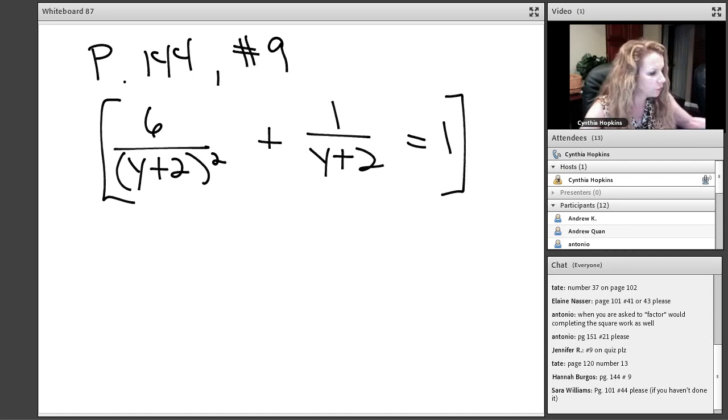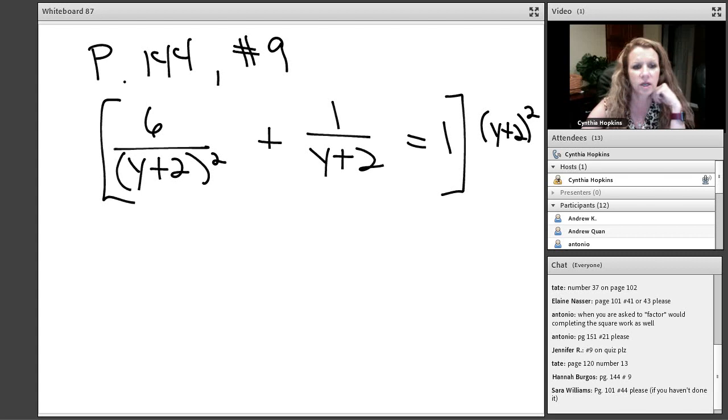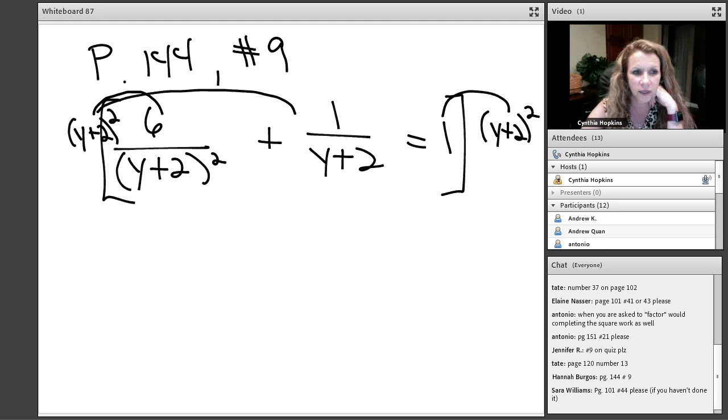Okay, so I want you guys to start kind of talking to yourself and recognizing this is an equation with fractions. Get rid of your denominators first. So I'm going to multiply by y plus 2, the quantity squared, because I want to get rid of both of my denominators. y plus 2, the quantity squared.